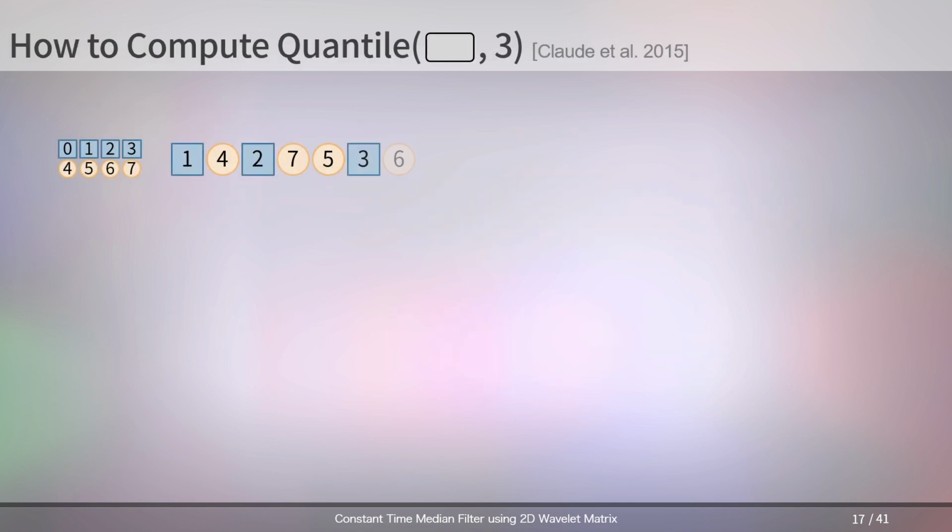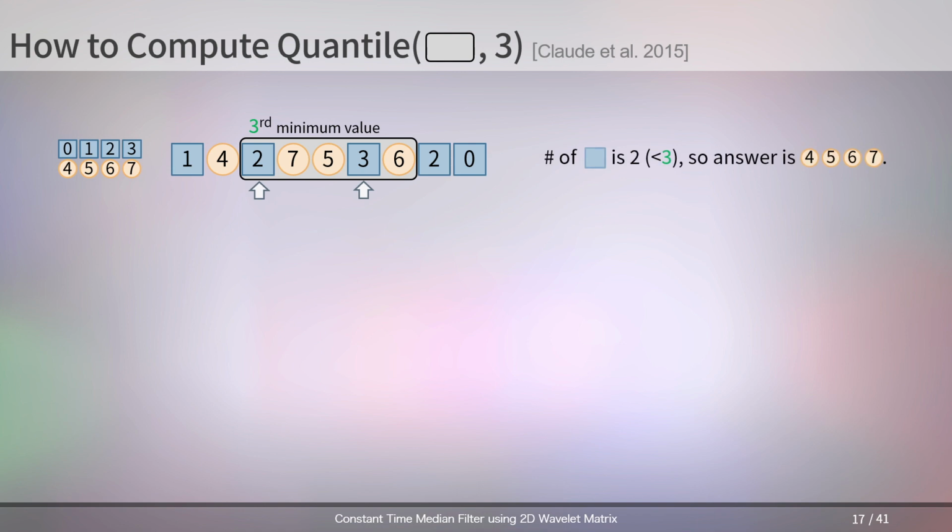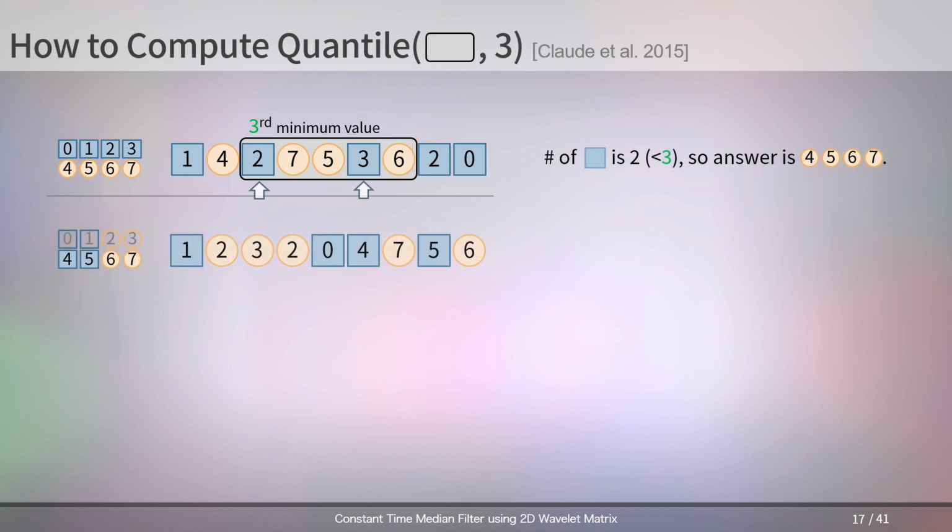First, count the number of blue boxes in this interval. There are 2 blue boxes in this interval. Since it is the third number we want to find, we know that the answer is the number of oranges in the later half. Since the number of blues in the front half is 2, we know that the answer is the first number of oranges.